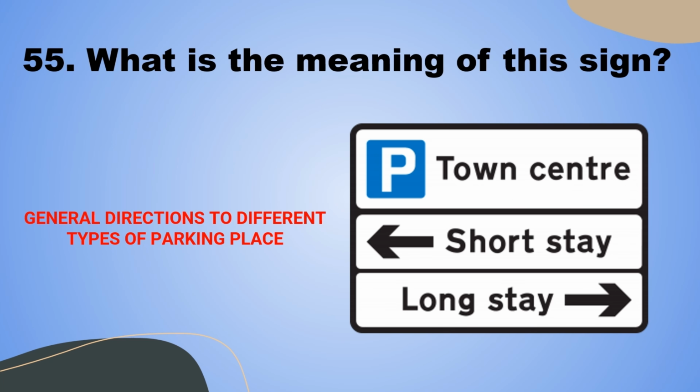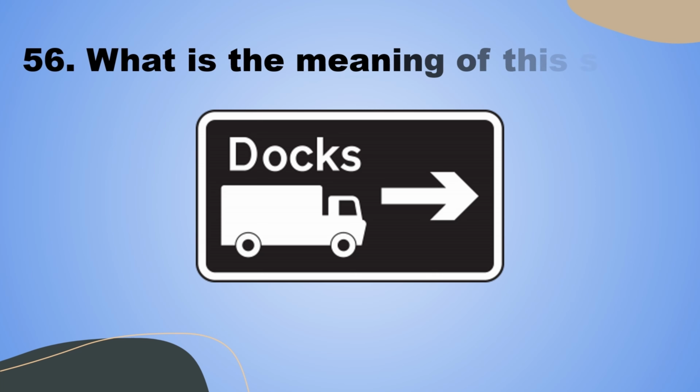Next sign. What is the meaning of this sign? General directions to different types of parking place. If you have a look at the sign, P, parking, town center parking. So if you go to the left, there is a short stay parking. If you go to the right, there is a long stay parking. Next question. What is the meaning of this sign?